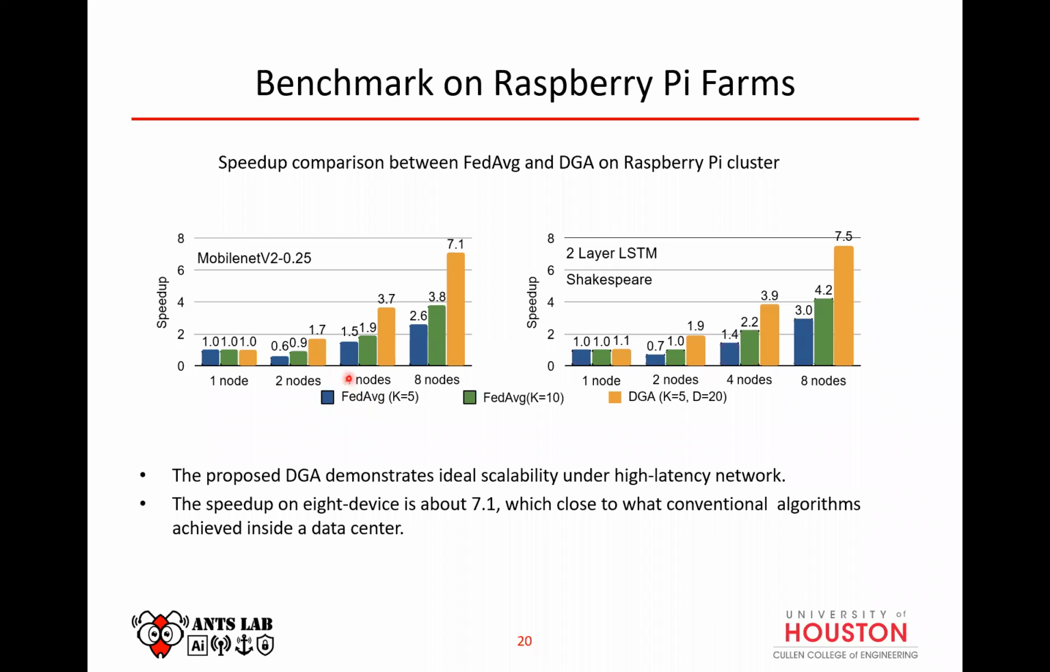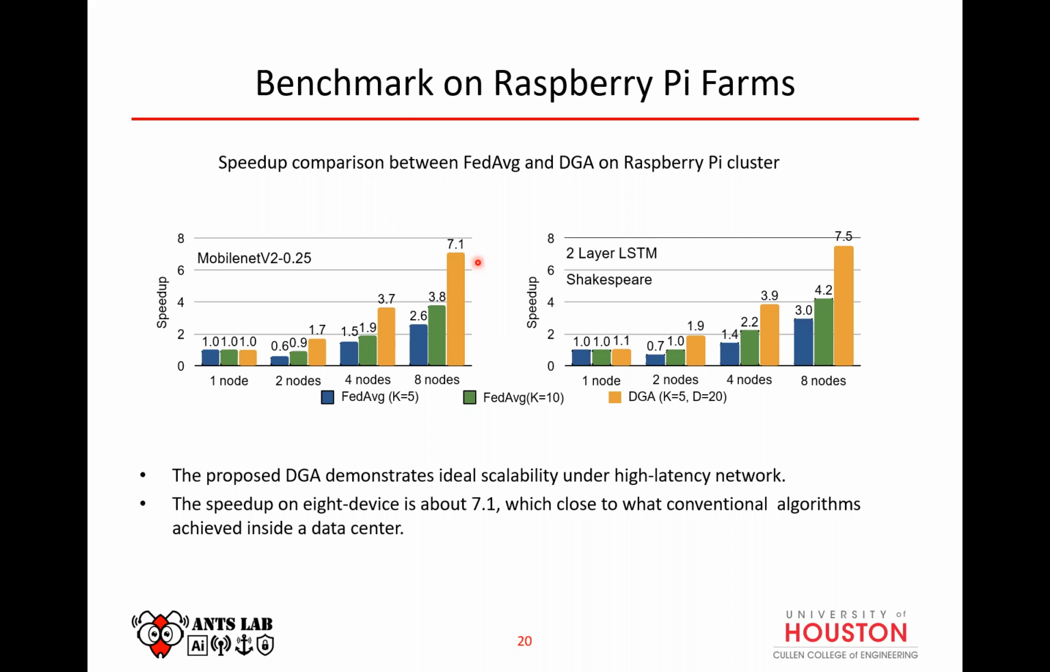So the blue bar is the federated averaging. The green is the federated averaging with 10 local runs. The yellow is the DGA method with 5 local computations and delayed iterations of up to 20. And we see that this proposed method demonstrates some ideal scalability even in a very high latency environment.